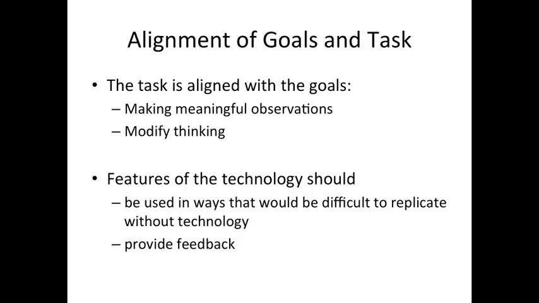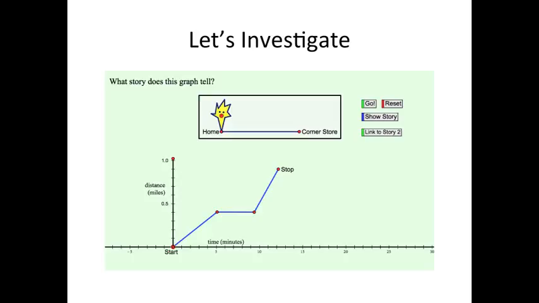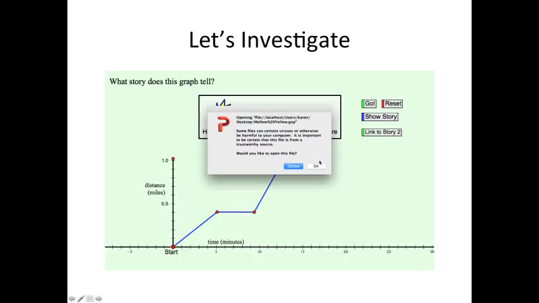Once they get feedback from the technology, they might modify their thinking about the relationship between the graph and the movement. So the features of the technology that we're looking for is we want to make sure that what the technology is doing is different from what we could be doing with paper and pencil, and also want to make sure that the technology is providing students with the feedback they need to modify their thinking and to make observations. So let's take a look at this particular task in action.